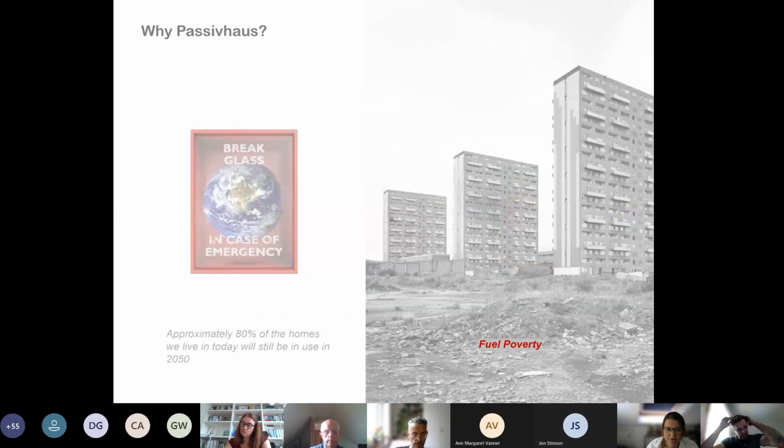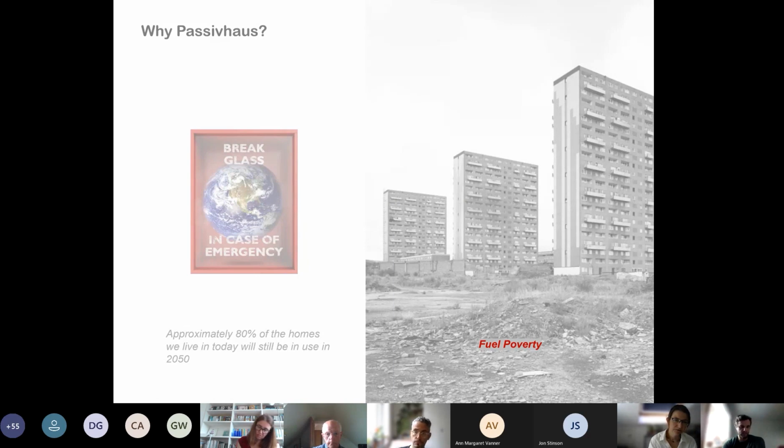Why Passive House on this project? Well, dual reasons. Primarily it emanated from mitigating fuel poverty, and also a requirement to meet the EESSH energy efficiency standard for social housing in Scotland. It seems to be the best solution in terms of tried and tested and robust for achieving these goals.